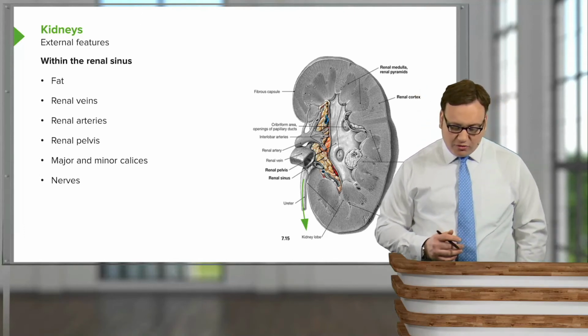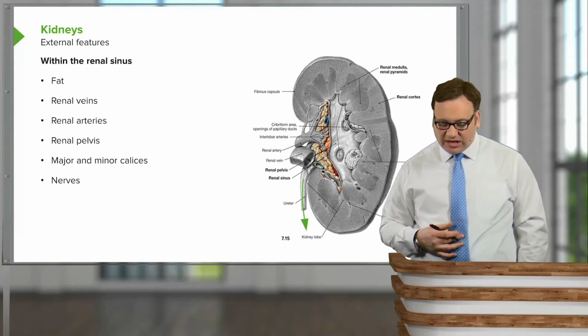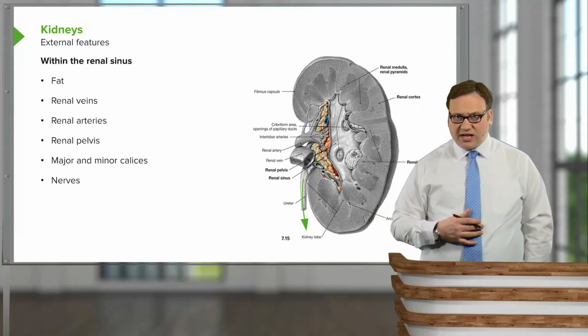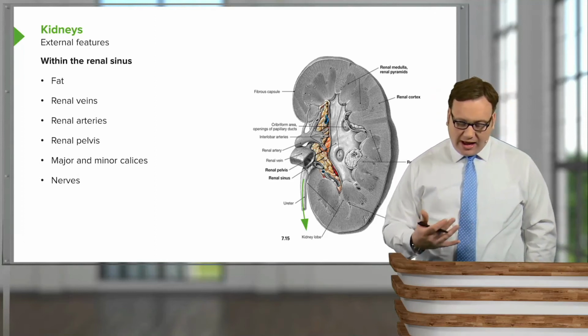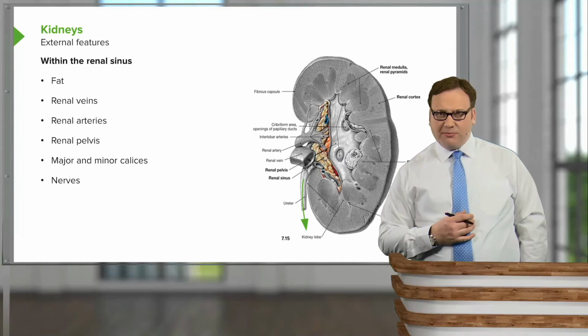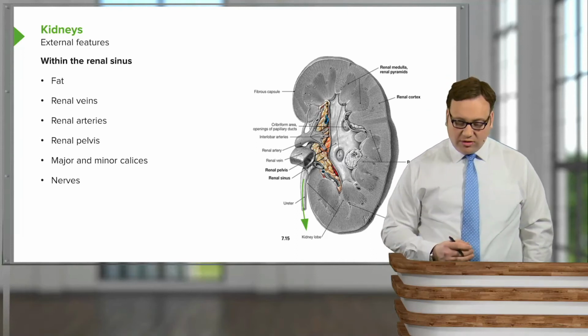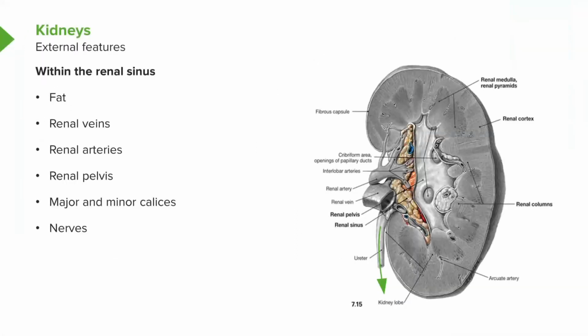Also passing through the renal hilum within the renal sinus are going to be various nerves that control the activity of the kidneys. So make sure we're happy with the superior pole, inferior pole, a nice curved lateral convex surface and an indented medial surface, which is the renal hilum.